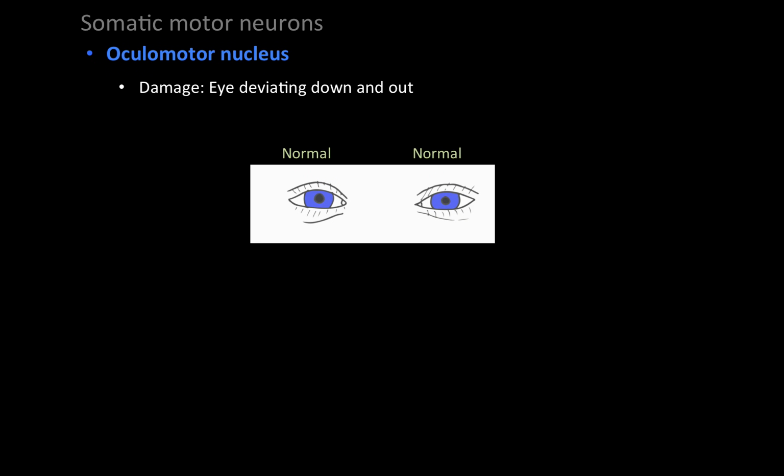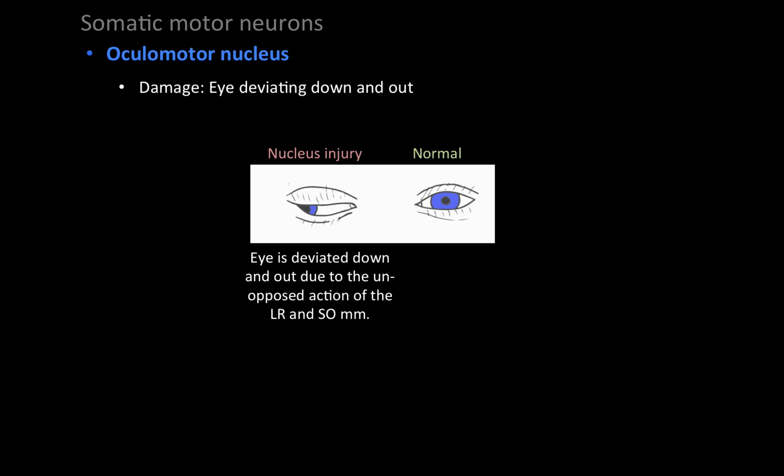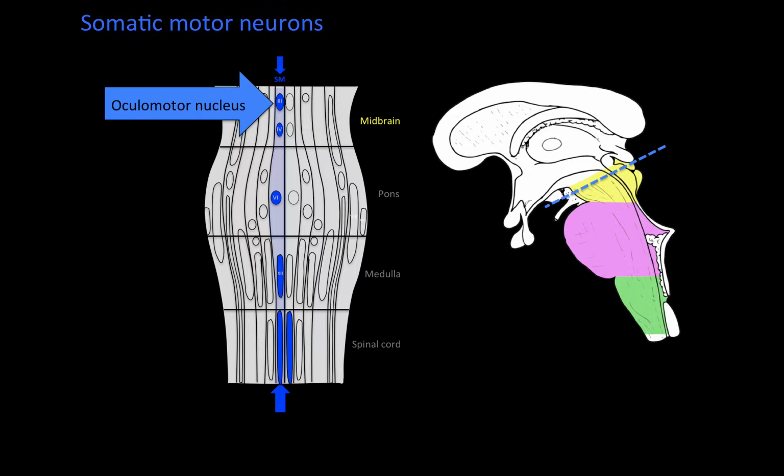If we have damage to the oculomotor nucleus, we're going to see that the eye deviates down and out like this. One more time: we damage the nucleus, and the eye is down and out. The eye is deviated down and out due to unopposed action of the lateral rectus and superior oblique muscles. And lack of innervation to the levator palpebrae superioris results in ptosis. Even if you lift up the eyelid, you can see that the eye is deviated down and out.